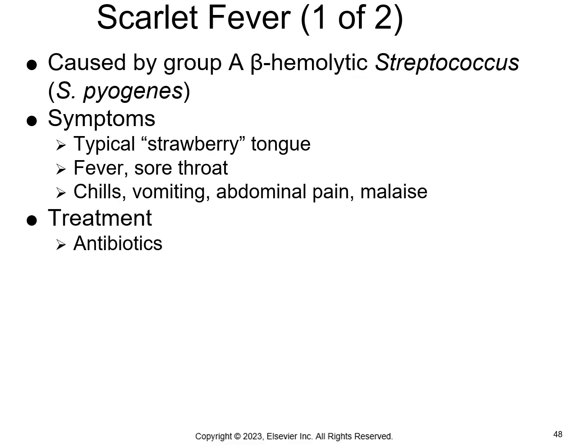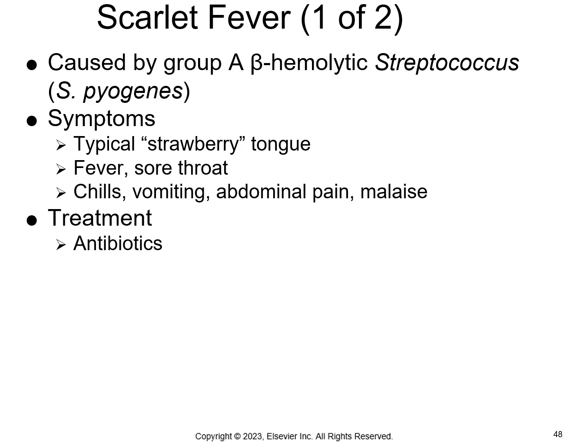All right, next up is scarlet fever. I would know this one. This is an upper respiratory infection caused by group A beta hemolytic streptococcus. Incubation period 1 to 2 days. Symptoms here are fever with the sore throat, chills, vomiting, abdominal pain, and malaise.